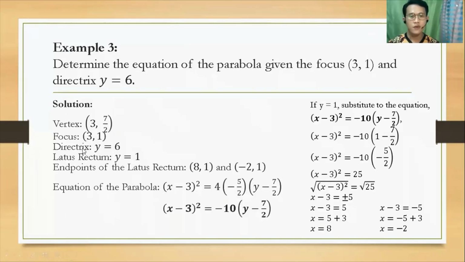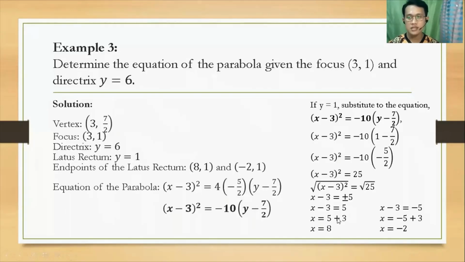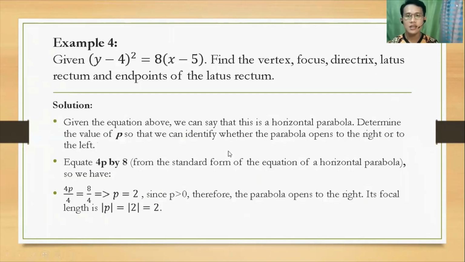And then for our endpoints of the latus rectum, which are (-2, 1) and (8, 1). Therefore, this is the graph. Okay, now let's proceed to our fourth example.